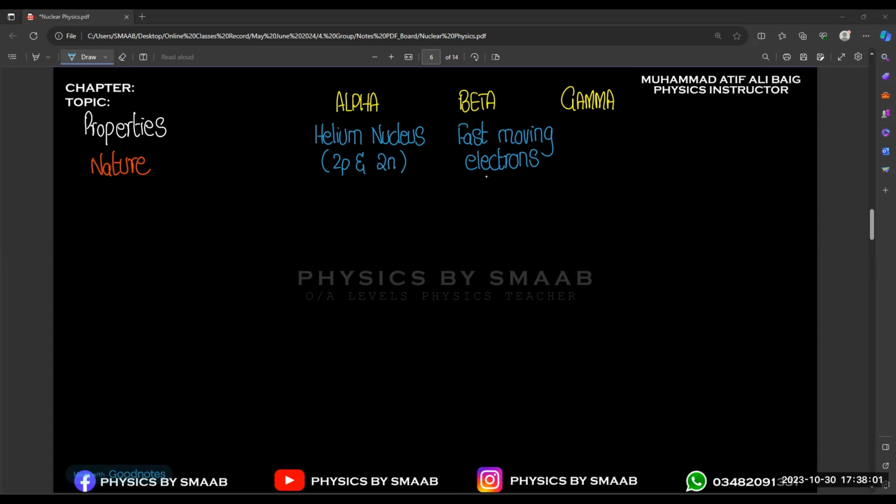Okay, so alpha particles look like the helium nucleus, right? And beta particles are fast moving electrons. And we already discussed that gamma only exists in the energy form, so it is not a particle. Gamma rays are only high frequency electromagnetic radiation.